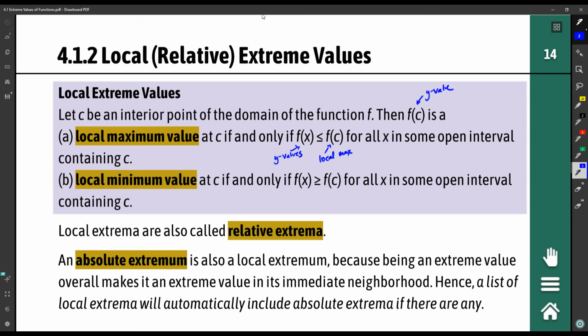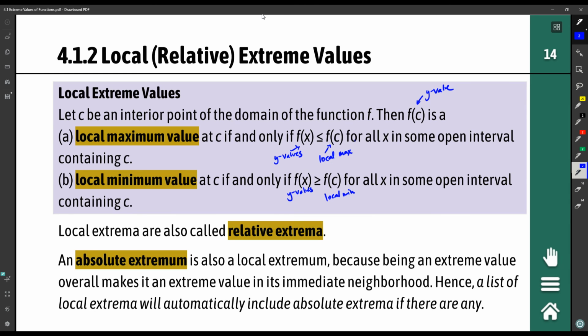And it just happens to be that this occurs in some open interval. So it might be a large space, it might be a small space, but as long as there's some defined space where you have a y value bigger than all the others, it's a local maximum. And the same goes for the local minimum. There's a local minimum value at C if and only if the f of x values, or those y values, are greater than or equal to f of C. That's your local min for all x in some open interval containing C.